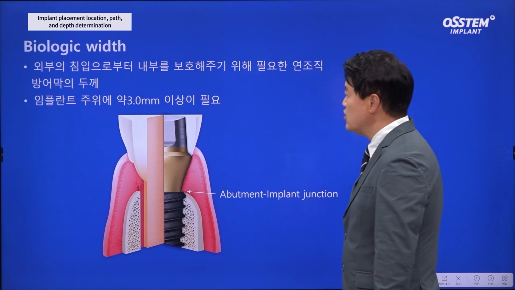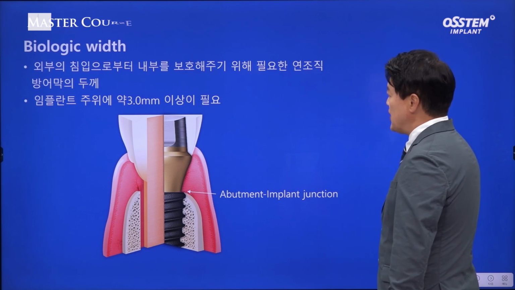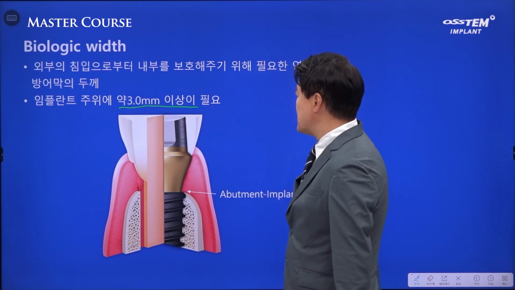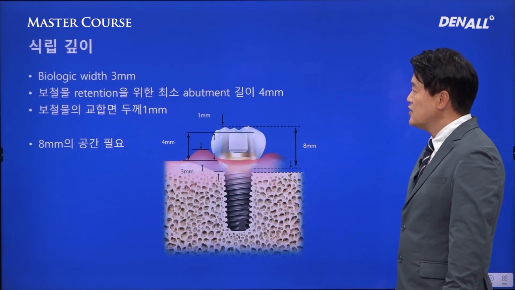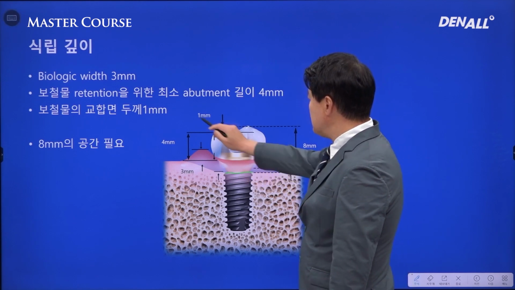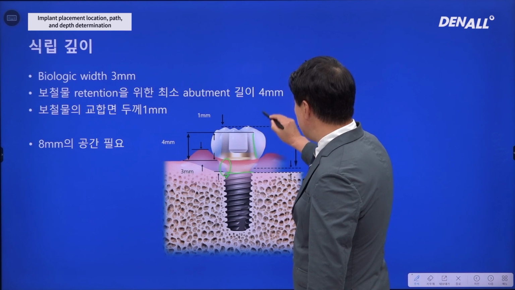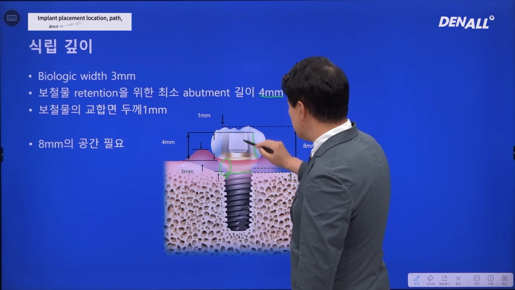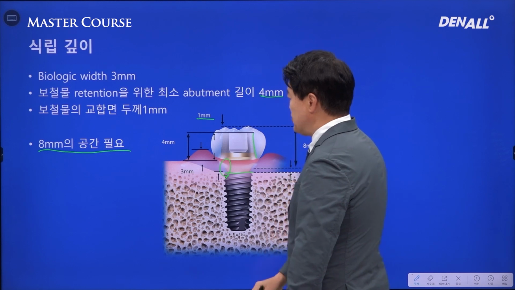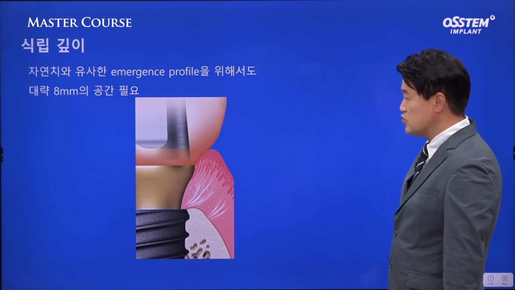When we consider placement depth, we need to consider the factor of biologic width. It is the thickness of soft tissue, the barrier against the invasion of external elements. Around an implant, 3 millimeters or more of biologic width is required. In terms of placement depth, from the top of the implant, 3 millimeters of biologic width is required, and after that, for the retention of the prosthesis, at least 4 millimeters of abutment length is required. Considering at least 1 millimeter of occlusal thickness of the prosthesis, if you add the three numbers, 8 millimeters of space is required. So this is considered in determining the depth of placement.